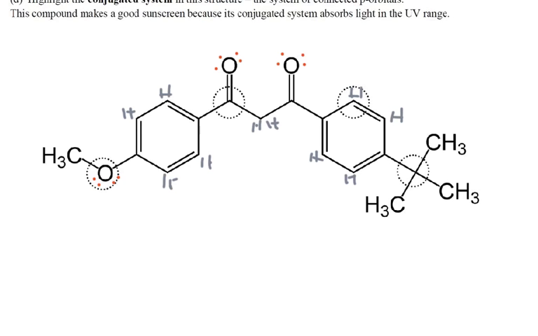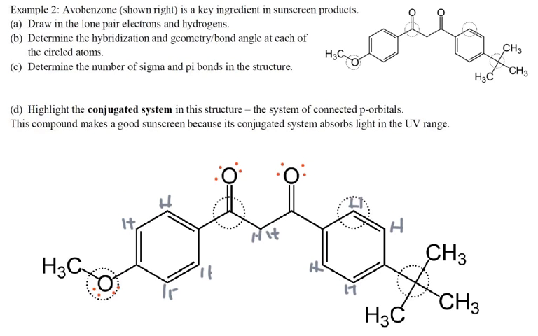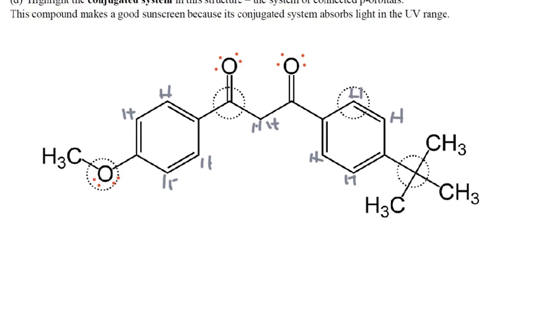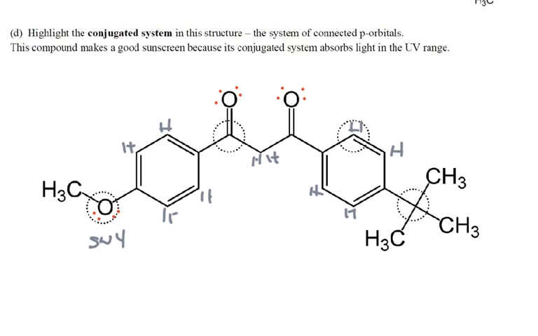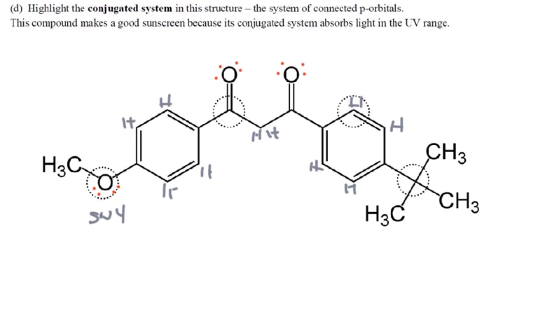And I think that's everything. So it says draw in the lone pairs. We did that. Okay, determine the hybridization, geometry, and bond angle of each of the circled atoms. We see that's a steric number of 4. And so therefore, what's the question? Hybridization and geometry. So 4 we know is 109.5 degrees ideally, and that's going to be sp3 hybridization.